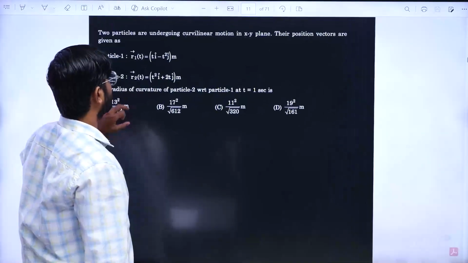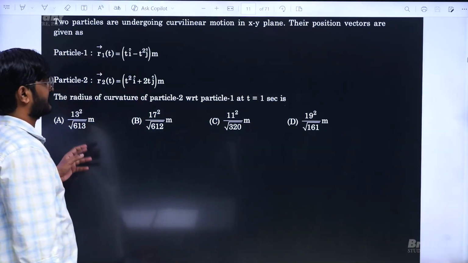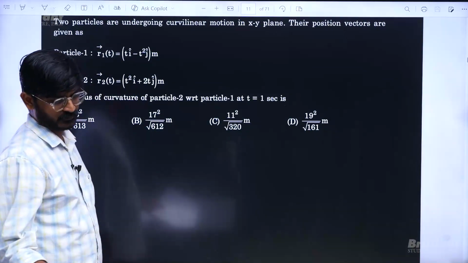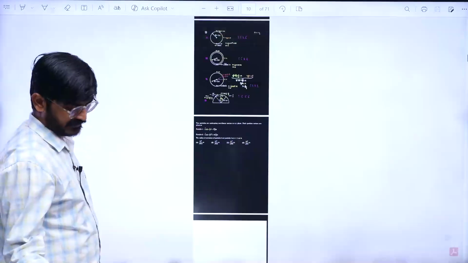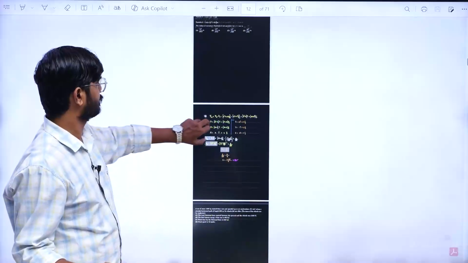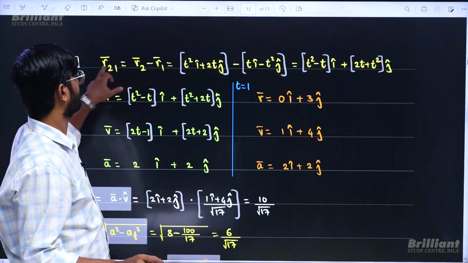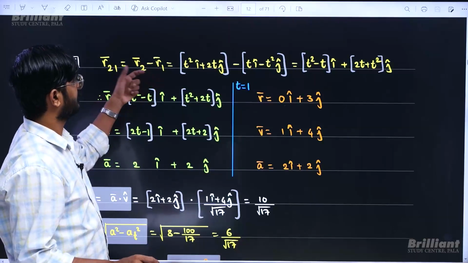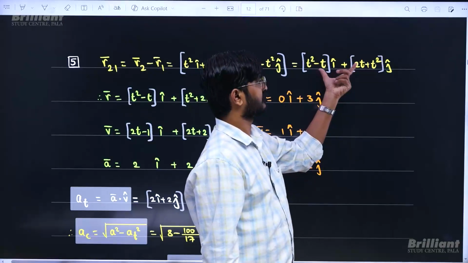Two particles are undergoing curvilinear motion in the xy plane, their position vectors are given. Find the radius of curvature of particle 2 with respect to particle 1. So, position vector of particle 2 with respect to particle 1 will be given by this much. These values were given in the question. So, this is the position vector of particle 2 with respect to 1.